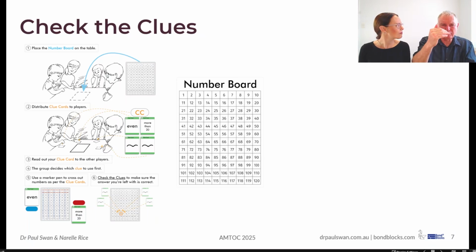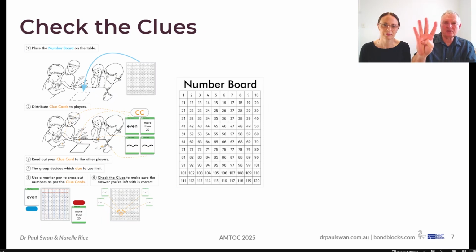We got this idea from some work that was done at Berkeley University, particularly to help girls get more involved in mathematics. But we coined the phrase "check the clues" because we wanted to focus on that POLYA step 4, check the clues.